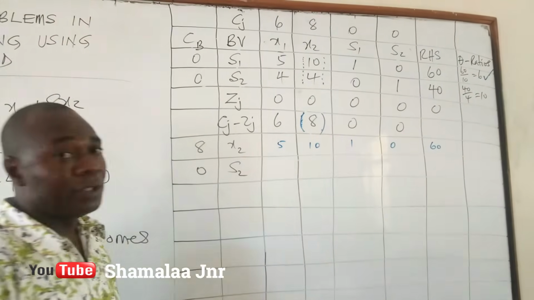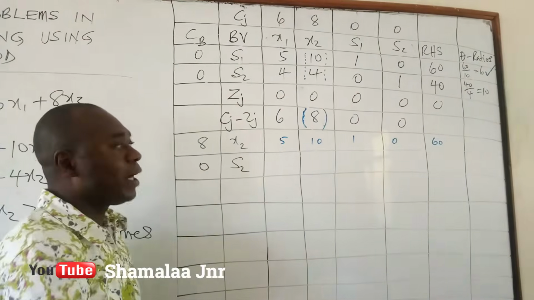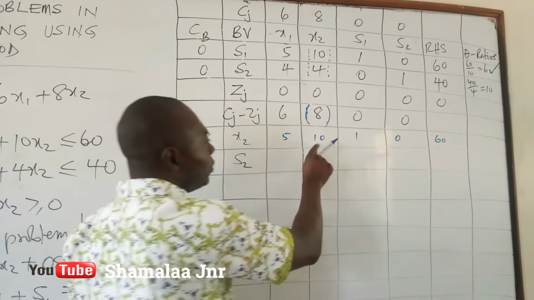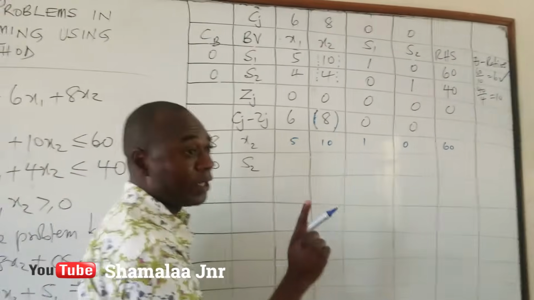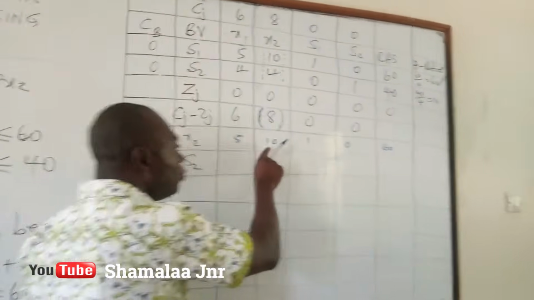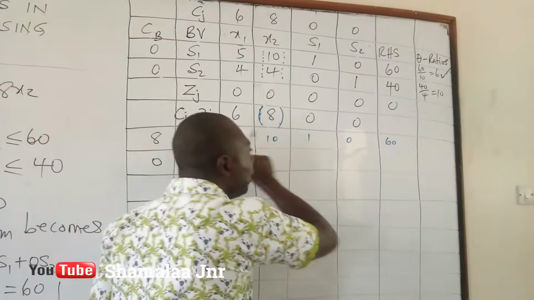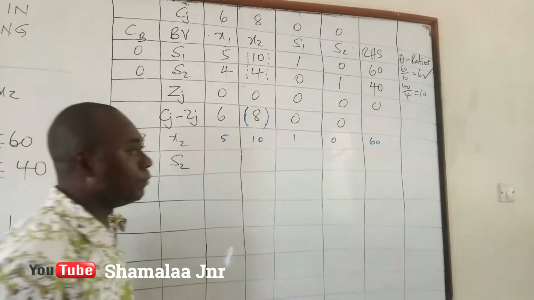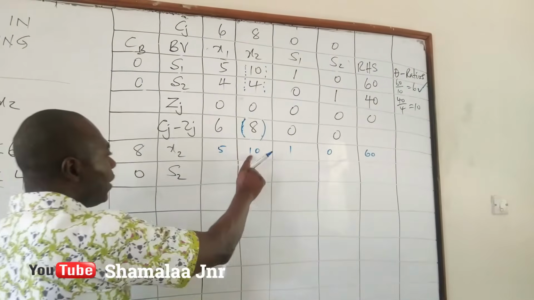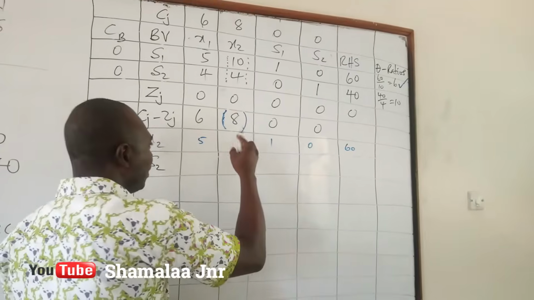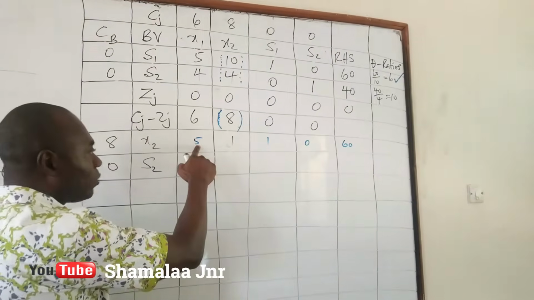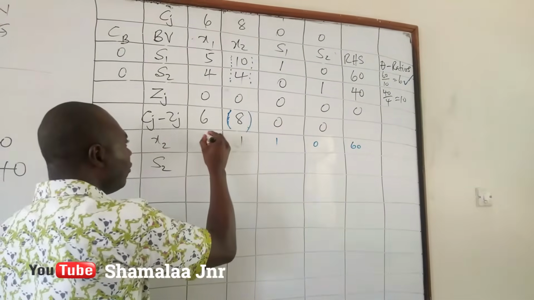So what this means is that you should find a way to make this one 1. What you normally do is divide through the entire row by something. So you can divide through this one by 10, and you're going to get 1. And when you do that, you should affect all the numbers in that row. So we are going to divide this by 10, and you get 1. And then you divide this one by 10. That will be 1 over 2.